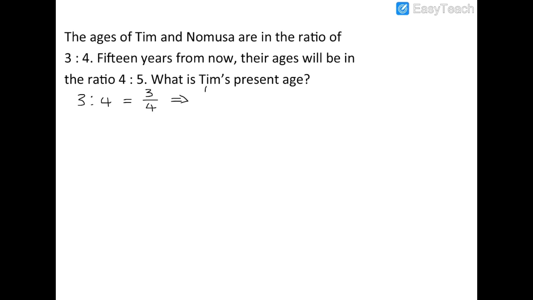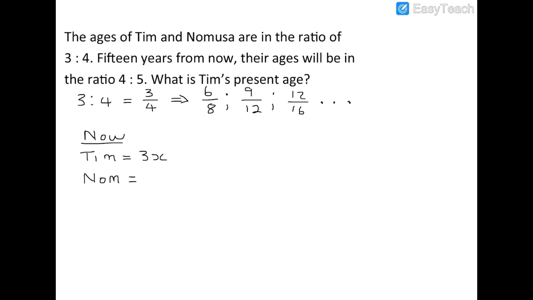And 3/4 has an infinite number of possibilities. It can be 6/8. It can be 9/12. It could be 12/16, and so on. Okay, so now we will assume for now that these are current ages. Tim is equal to 3x years, and Nomusa is equal to 4x years.